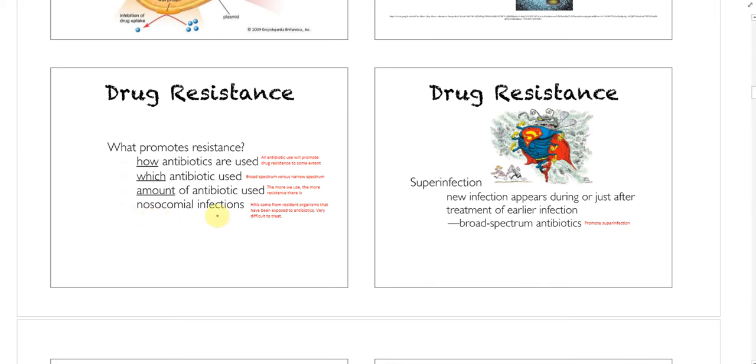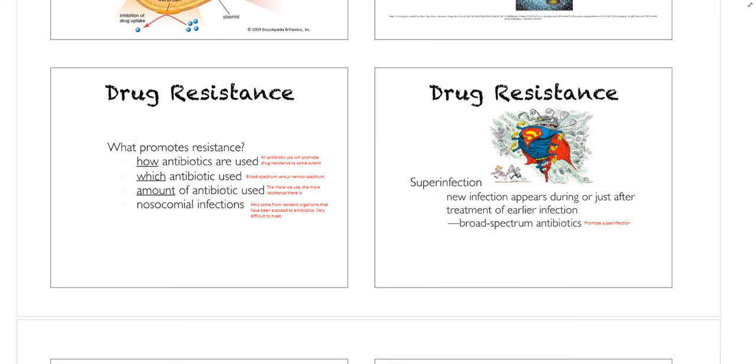And then nosocomial infections. This is just going to be those infections that occur in the hospital setting, to patients, normally passed on from caregiver to patient, which means we are the ones responsible for high quality hand washing and cleaning up after patients and making sure that we're not passing things on.